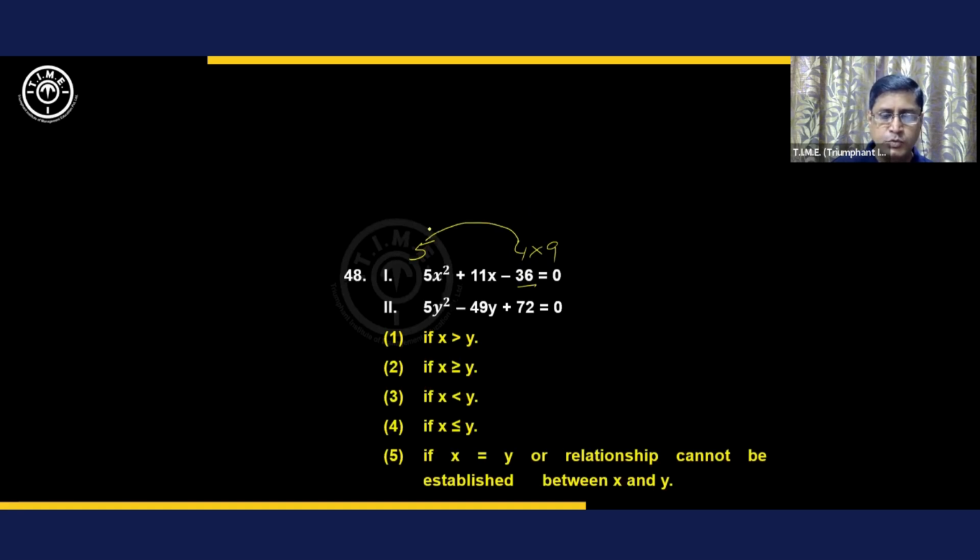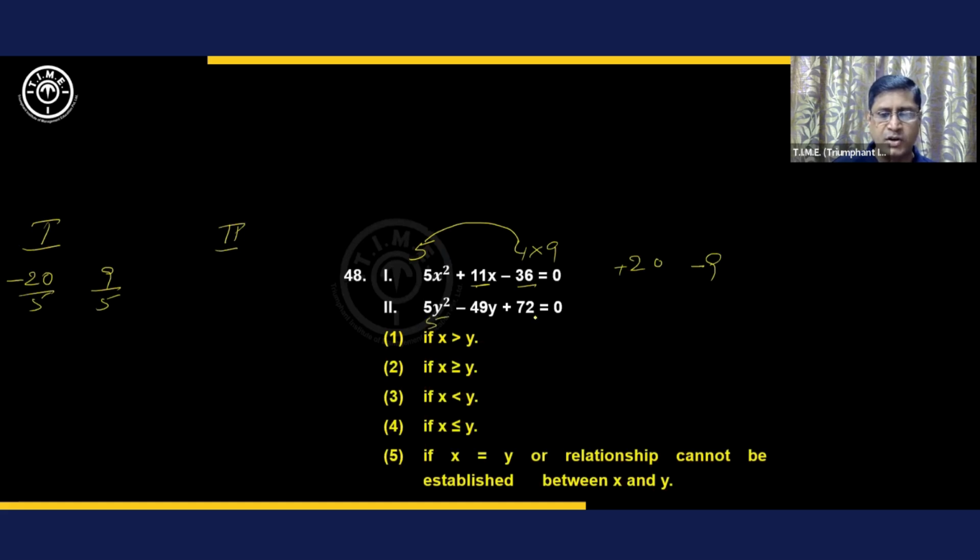Now 5 into 4, that is 20, and 9. What is the value? Plus 20 and minus 9. It will give the middle number as positive 11. So what are the roots of the first quadratic equation? Minus 20 by 5, positive 9 by 5. So what about the second quadratic equation?